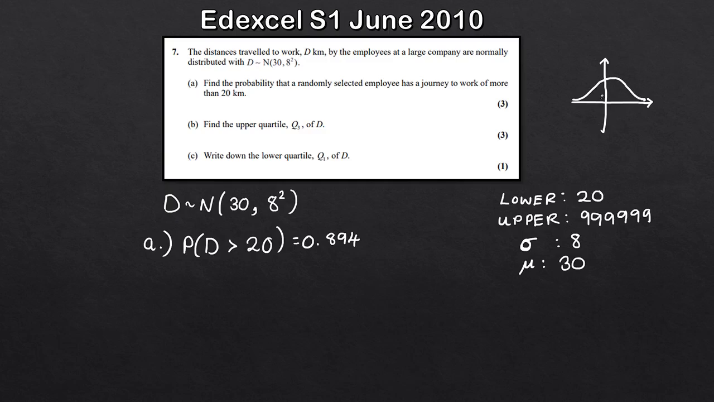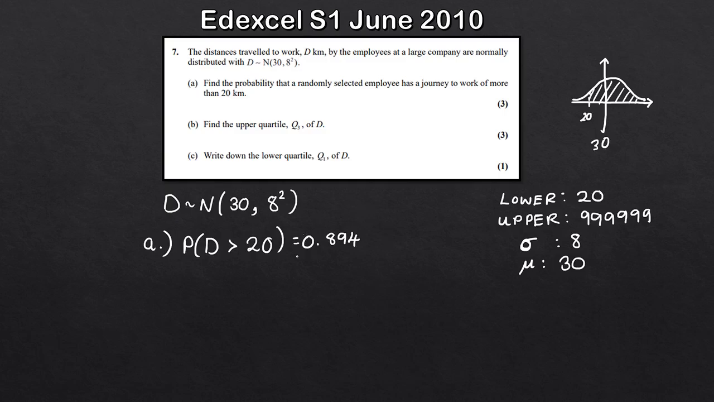Okay, they don't have to be perfect, but just so you get the idea. In the middle here, that's our mean, so this is 30. What we're looking for is probably that D is greater than 20. So if we say 20 is here, we're looking for everything to the right of this. And we can see from our graph here that this value should be quite large.